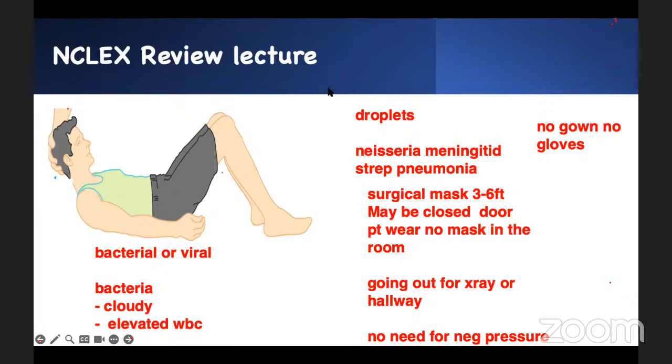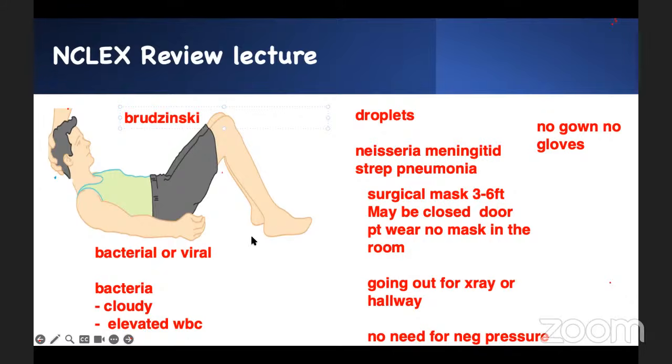So this is, they call it Brudzinski sign. So it's just a sign. It's nothing but a sign, okay? And what is that? It's just irritation of the meninges. And then you should be able to describe it. Sometimes they describe it to you. So don't worry about it.